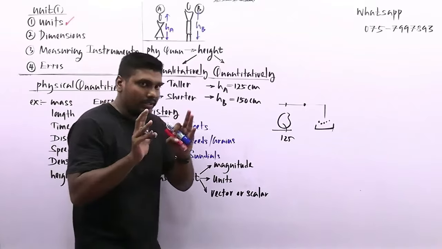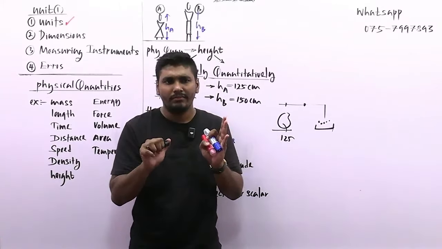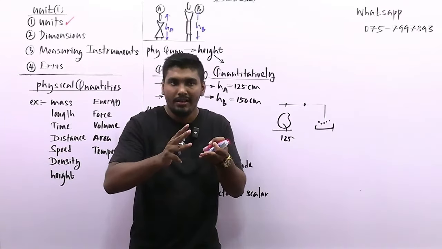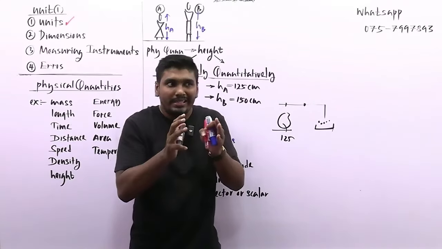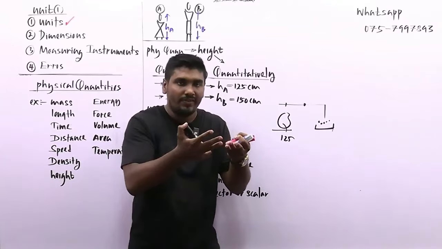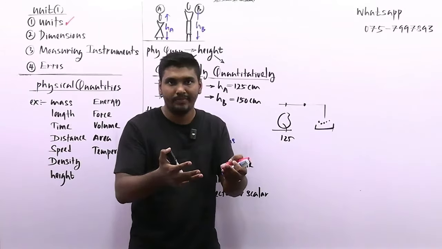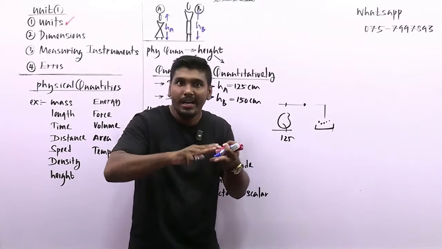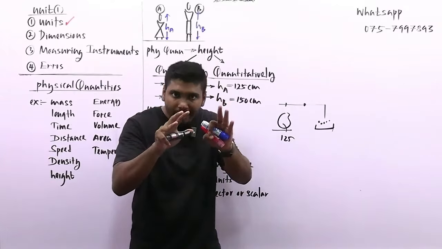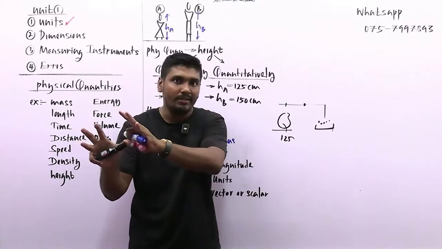There are some physical quantities where, to describe the physical quantity, only magnitude is sufficient. For example, mass is a scalar. Why? Because to express the mass, only the magnitude is sufficient. For example, you can ask someone, please bring 5 kilogram of sugar. 5 is the magnitude, kilogram is the unit, and anyone can understand the mass properly.